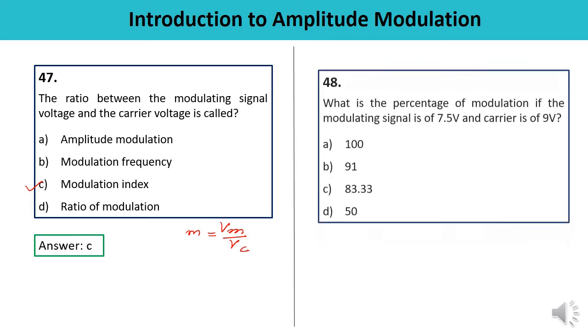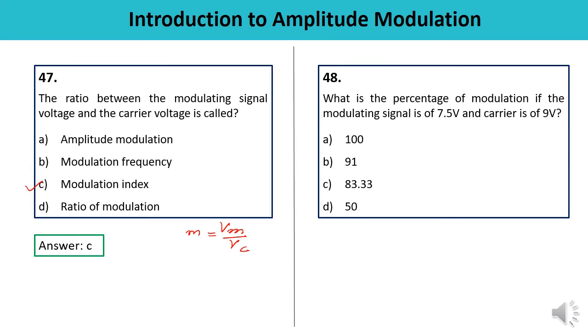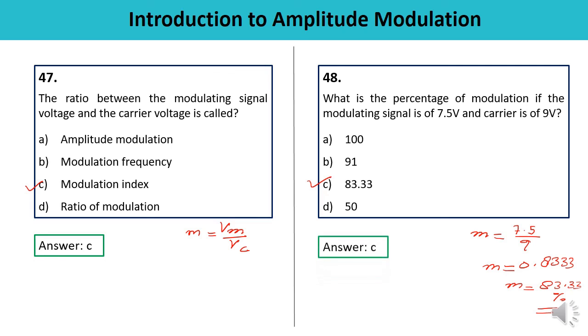Correct answer. Next, what is the percentage of modulation if the modulating signal is 7.5 volt and the carrier is 9 volt? Just we have discussed the formula also. So what is modulation index? Vm upon Vc, and here Vm is 7.5 and Vc is 9 volt. So the value of M is what? 0.8333, or you can write it down 83.33%. C is the correct answer.